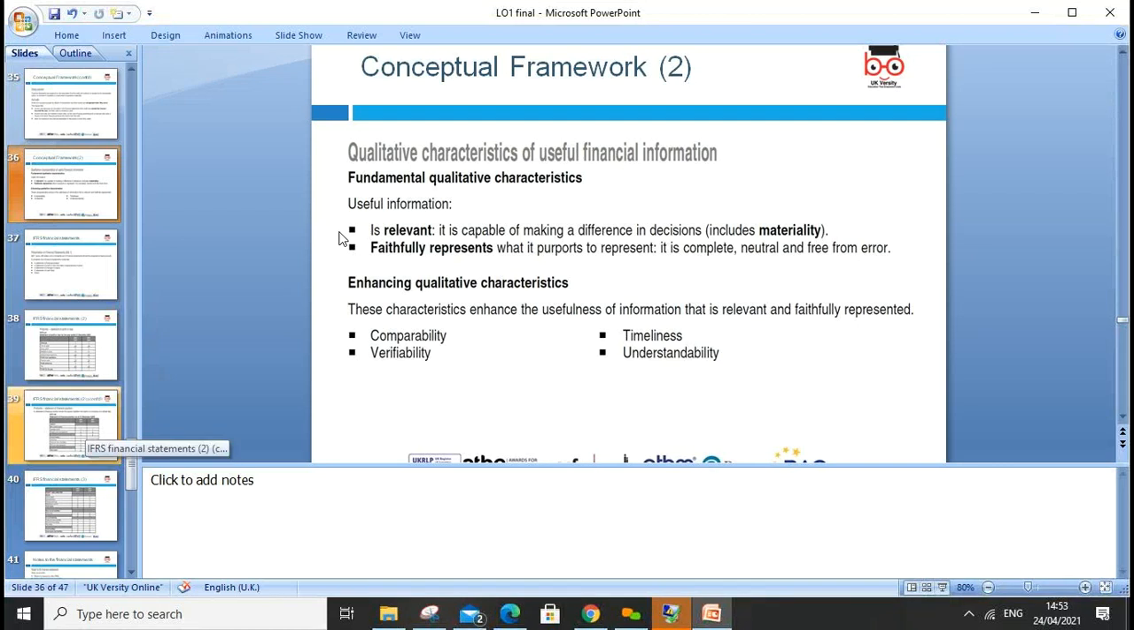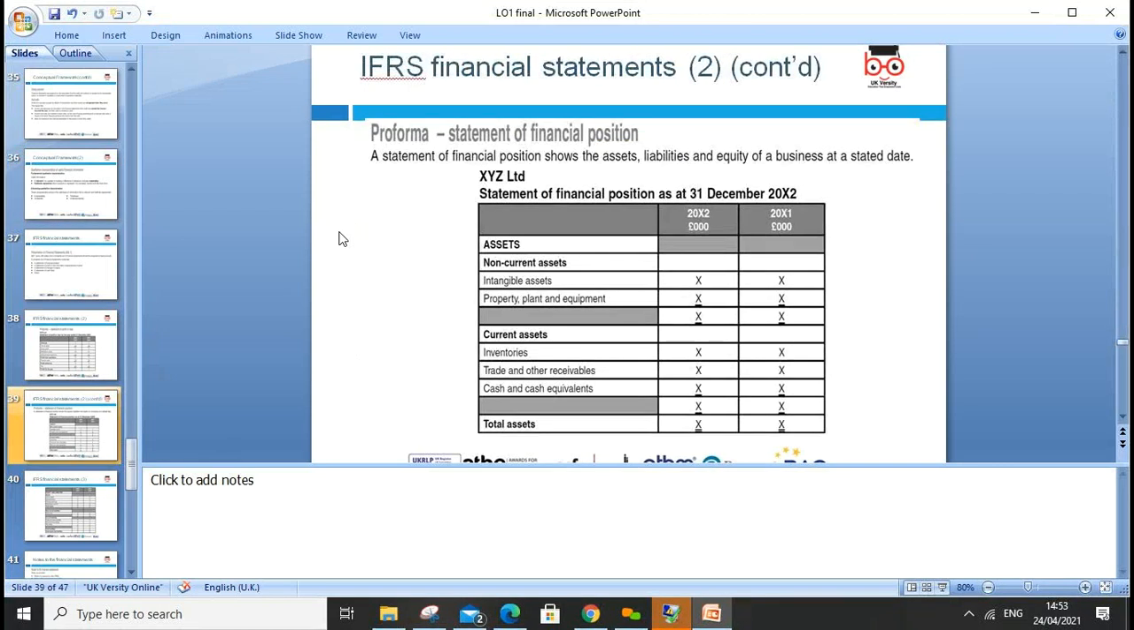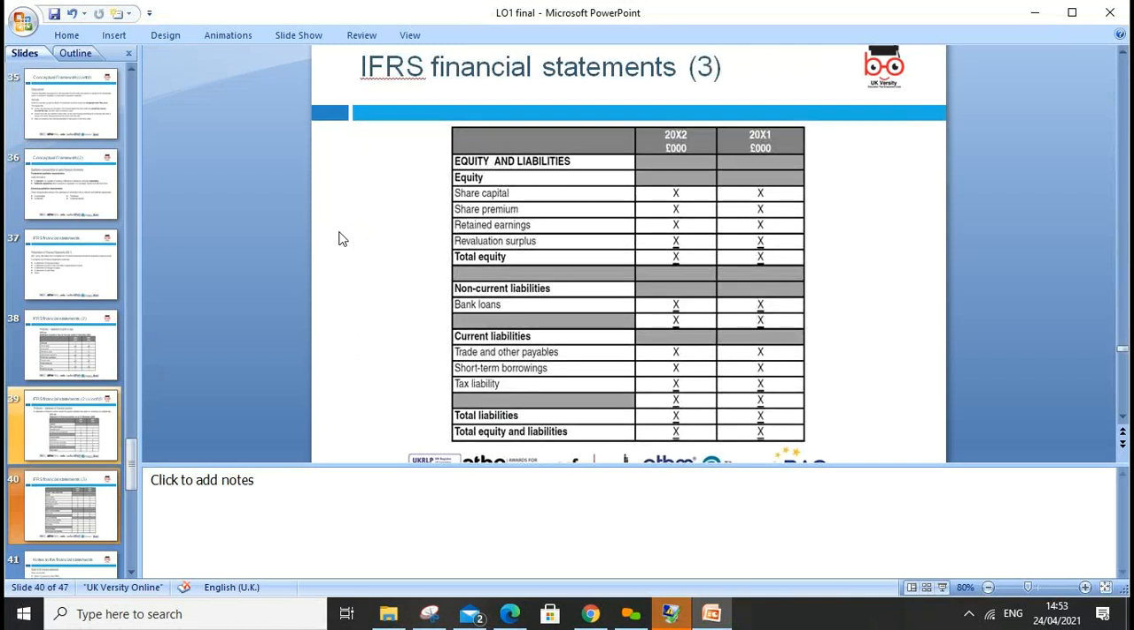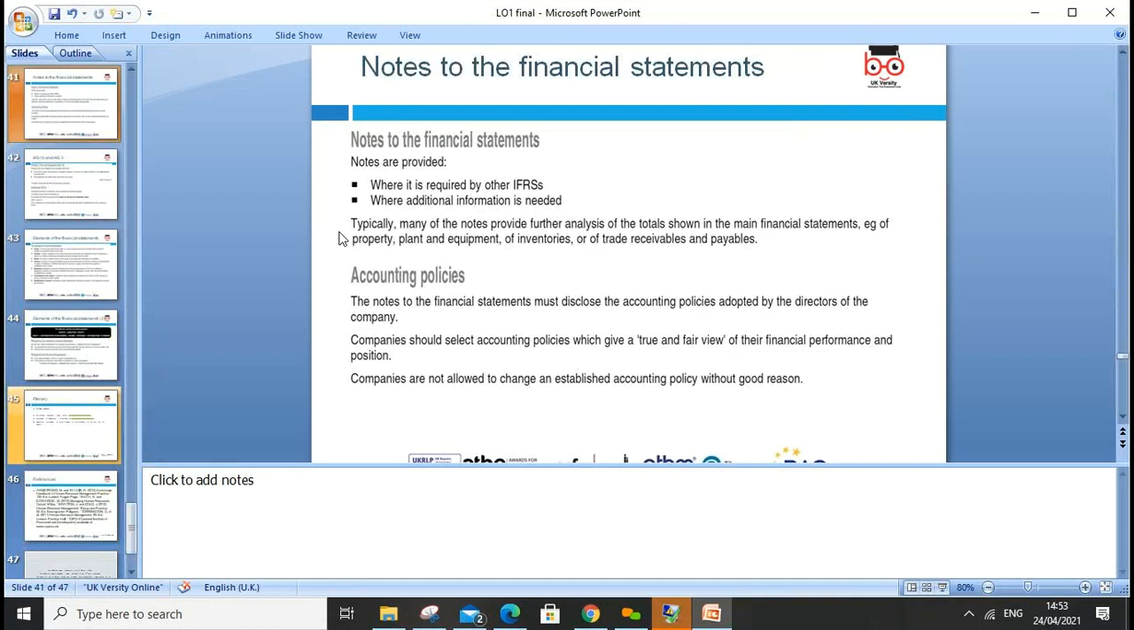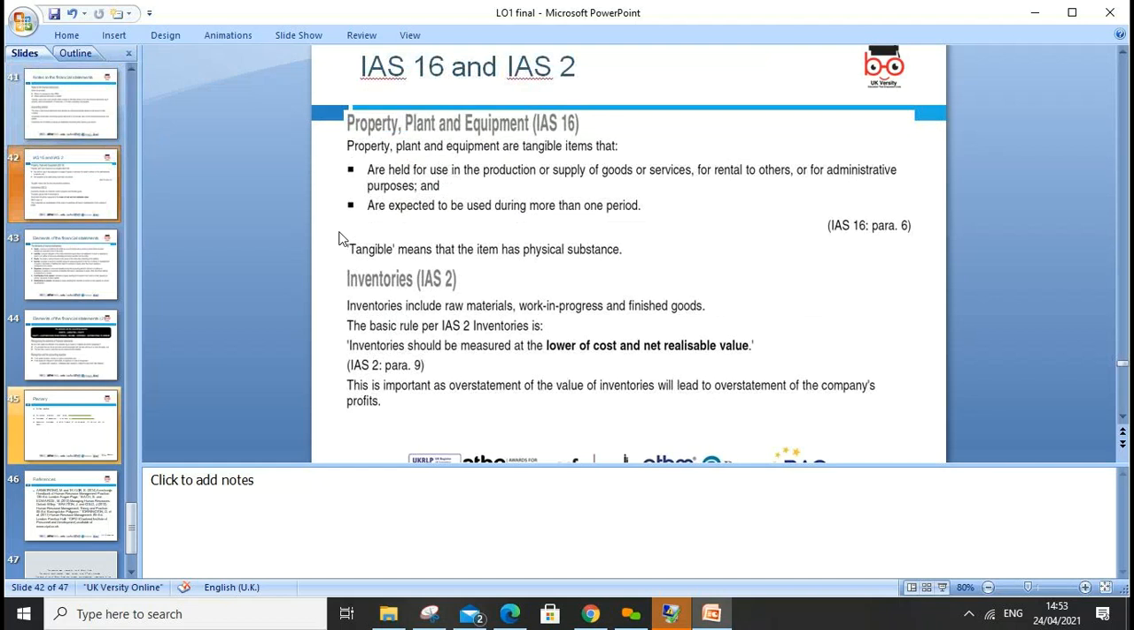Okay, then we need to look at the next part. We can do comparative statements as well, where we can see the capital over 2 years, like the Morrisons and Tesco ones we've seen, and we can look at the notes as well. Accounting policy changes happen, like IFRS 16 which has been changed. IAS 16 was property, plant and equipment.